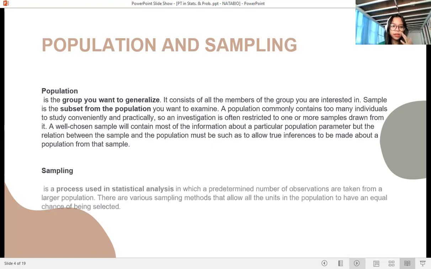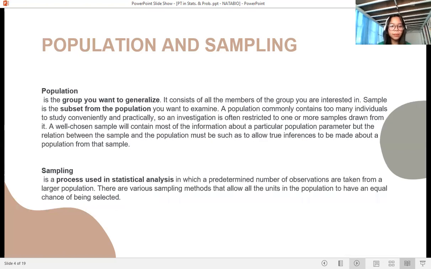Another one is sampling. Sampling is a process used in statistical analysis in which a predetermined number of observations are taken from a larger population. Or in short, sampling is a process in statistical analysis to predetermine the number of observations from a larger population. There are various sampling methods that allow all the units in the population to have an equal chance of being selected. So for us to familiarize with the types of sampling methods, let's proceed.